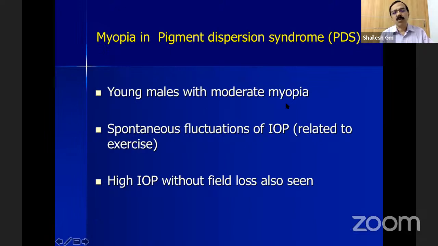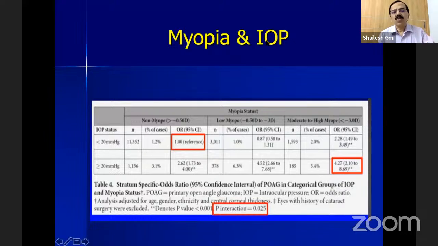These are young males with moderate myopes, and they have spontaneous fluctuation of IOP and transient blurring of vision on and off, especially when they do exercise in the gym or they run or jog or some other issues. And they have high IOP without any field loss. So we should be mindful of this situation with a young myope having some blurring of vision, having pigment dispersion syndrome.